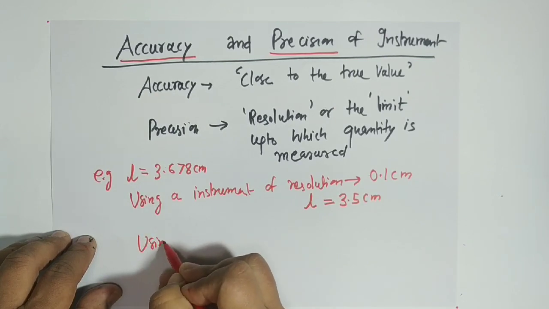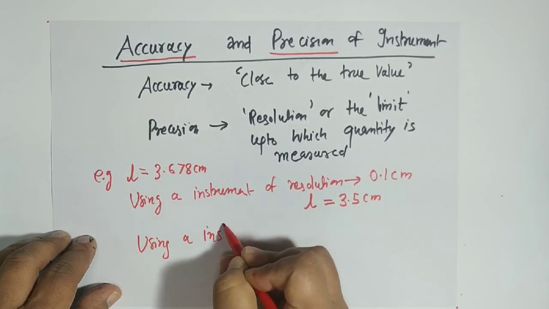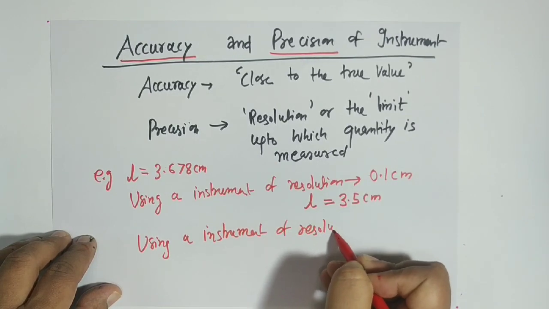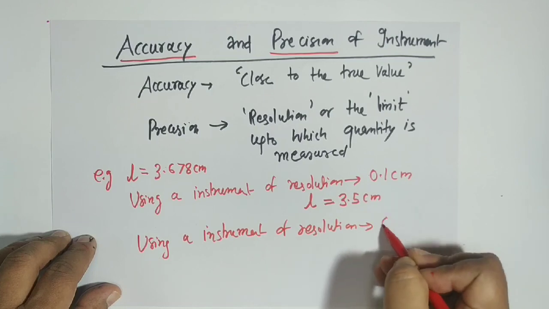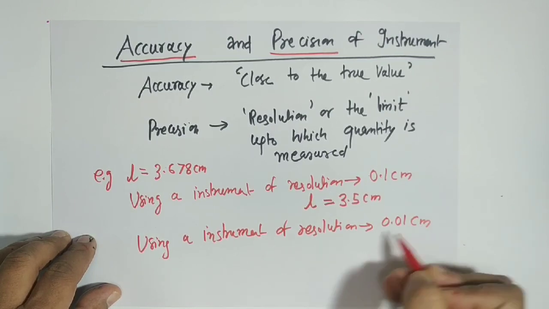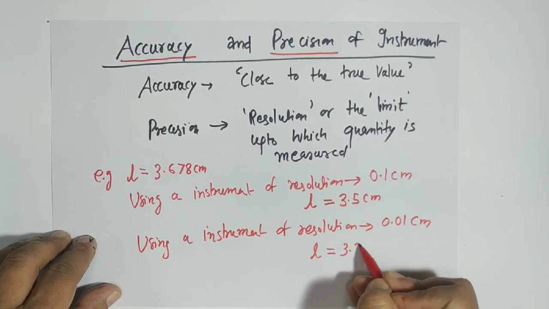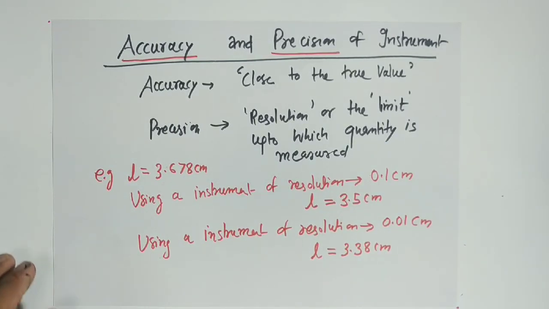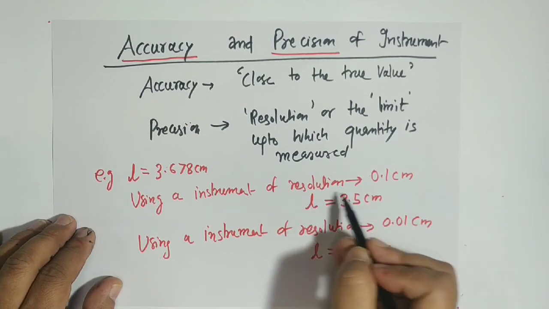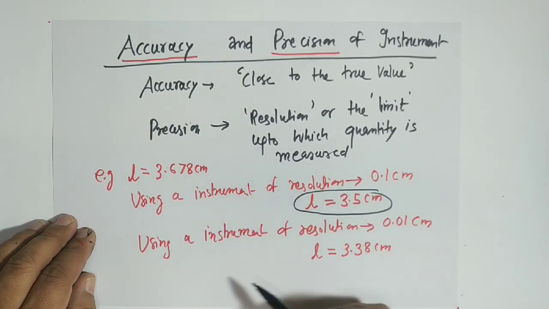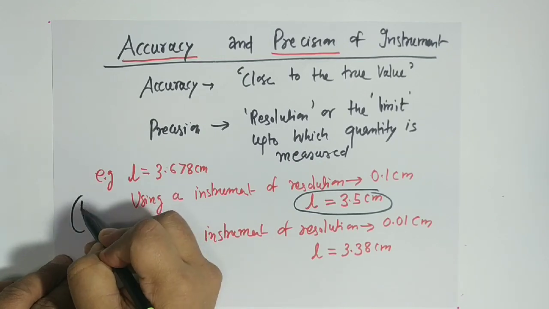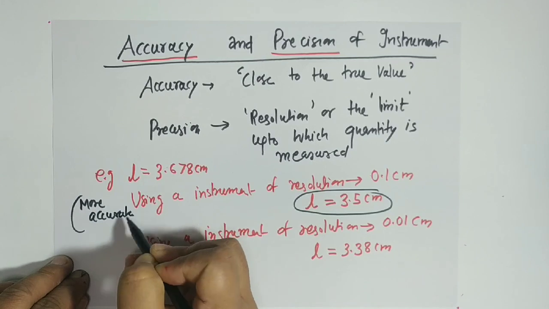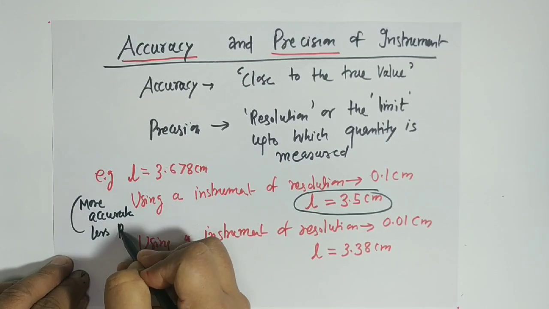Then, using another instrument, I have used another instrument of resolution, and this resolution is much higher, and it is 0.01 centimeter, and I measured the value 3.38 centimeter. Now what does it mean? It means that in the first case the value is quite accurate. So it is more accurate, you can say like this, the first one, but less precise.